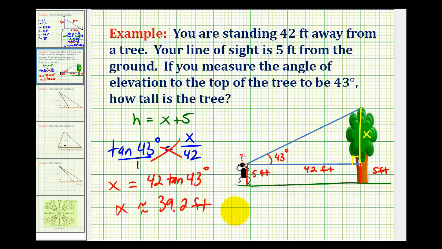But we're not quite done. Remember, the height of the tree was equal to x plus 5. So the height of the tree is equal to 39.2 plus 5, which is equal to 44.2 feet. So the height of this tree is approximately 44.2 feet.